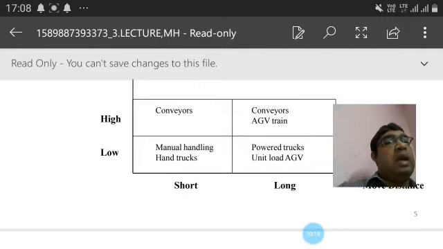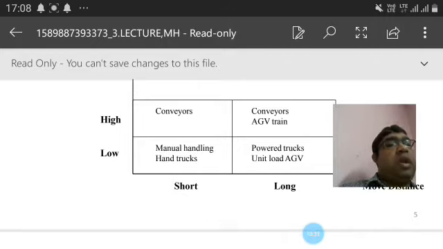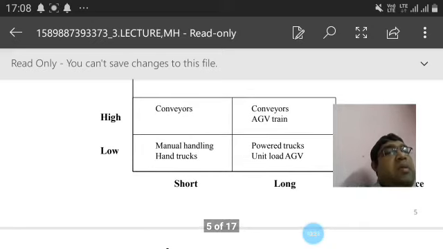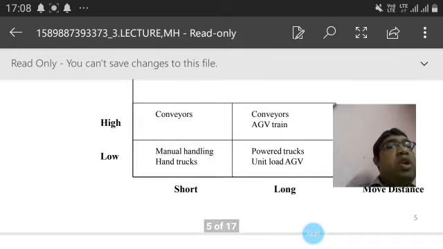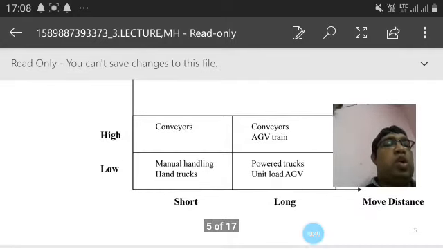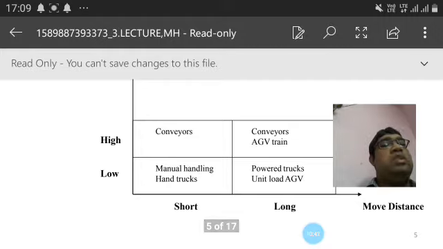And another is the power trucks unit load. A few times you can see the manual handling hand trucks, and the power handling hand trucks will also be available for transfer to the unit load AGV. This process is very easy when you have to transfer the materials, whether over a short distance or a long distance, and the movable distance also has to be considered.